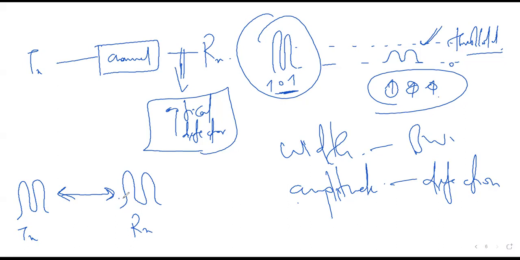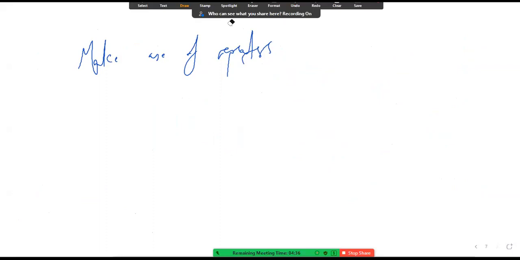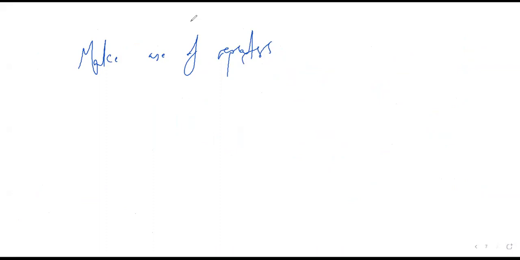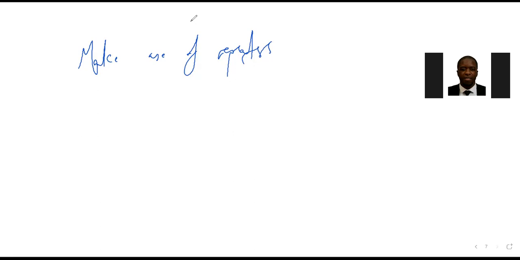What do you think? I think we use repeaters. That was the first response I was looking for. What is a repeater? It is a device that is used to replicate the original shape of the signal.